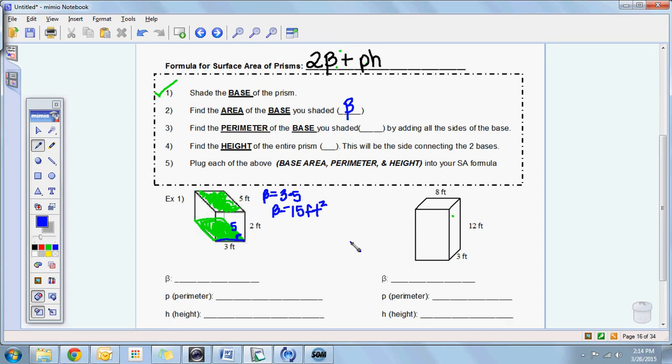That is not new, you guys. You guys were finding area of rectangles in our last 2 sections, okay? So the base area is 15.